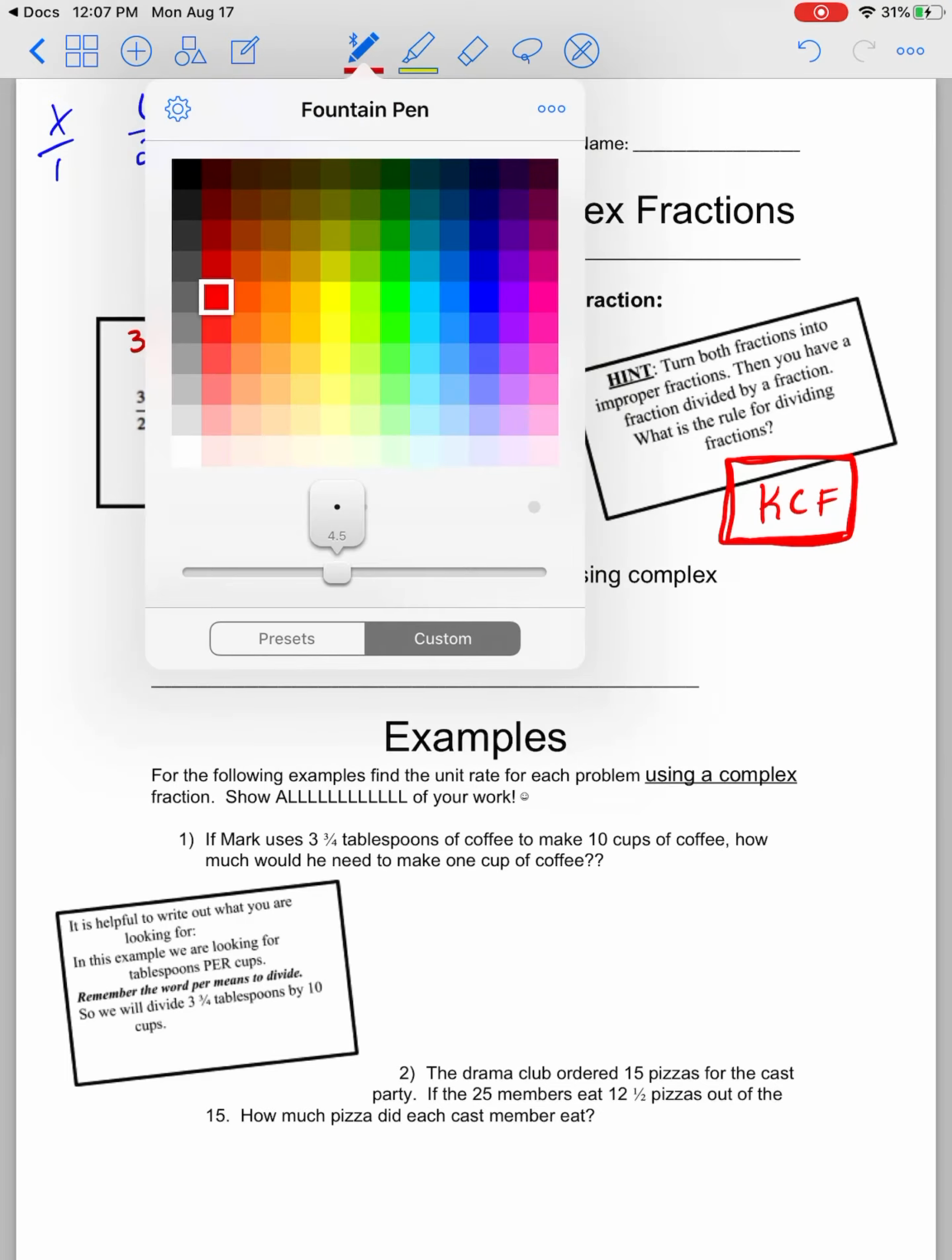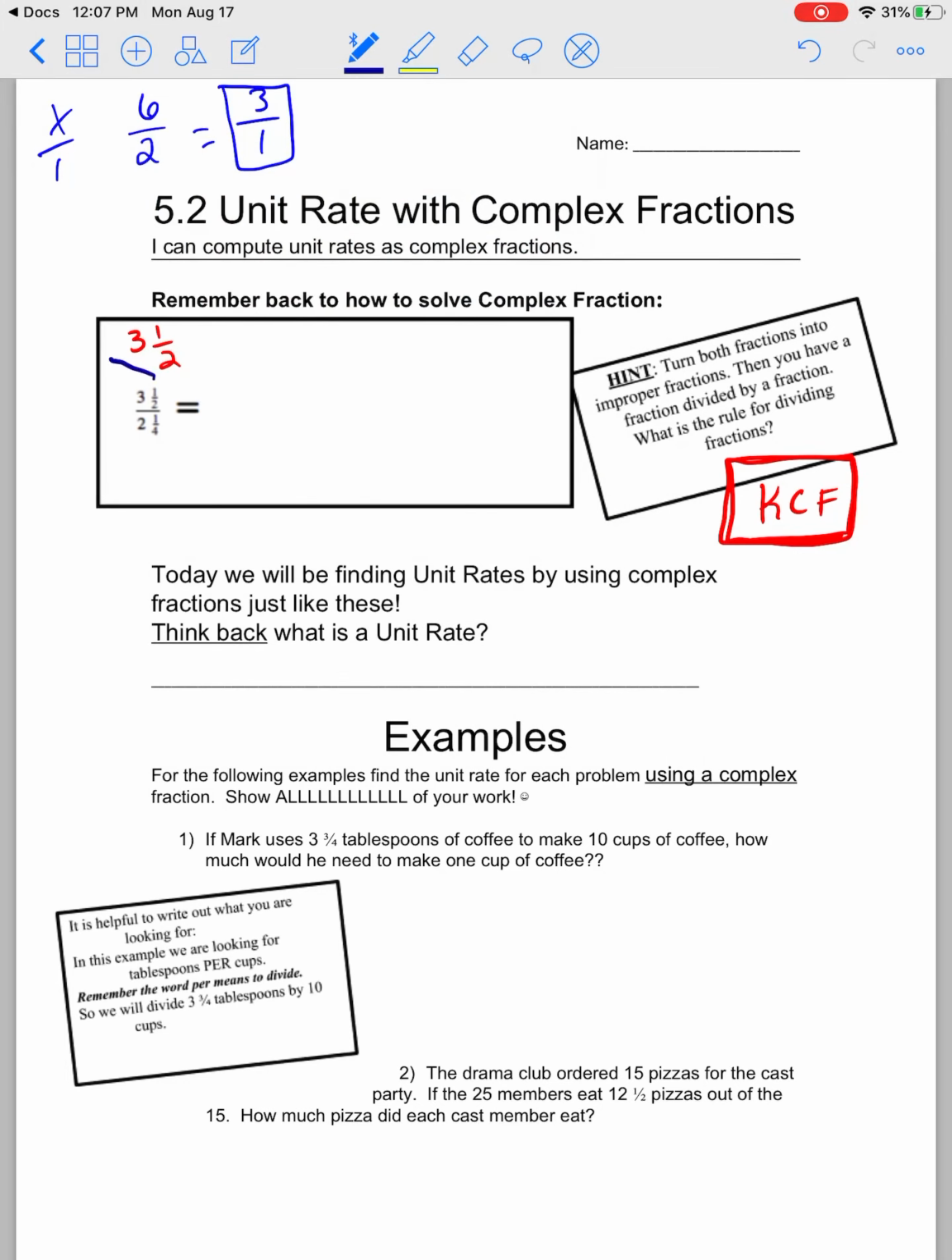Remember, if I have 3 1/2, I simply multiply and then add. 3 times 2 is 6, plus the 1 is 7. So that gives you 7 over 2. And I can do the same thing down here. 4 times 2 is 8, plus 1 is 9. Now we've rewritten this rate, or this ratio.